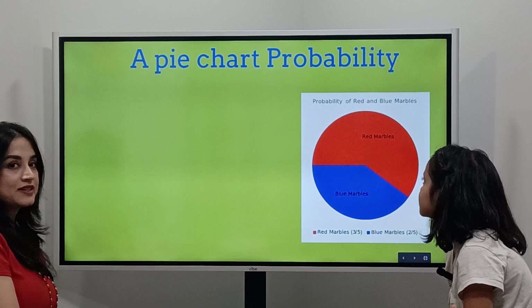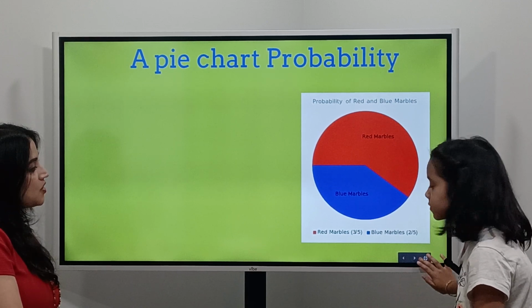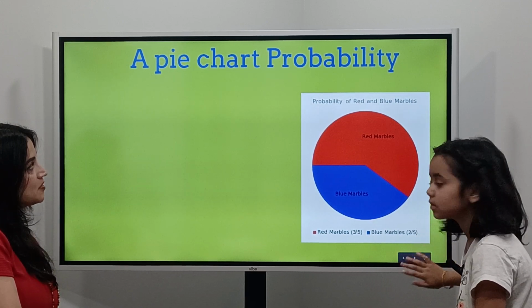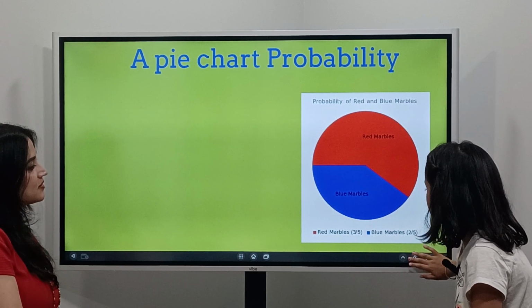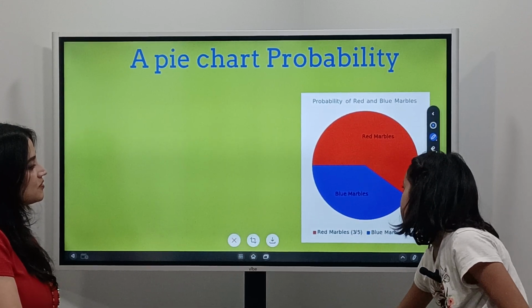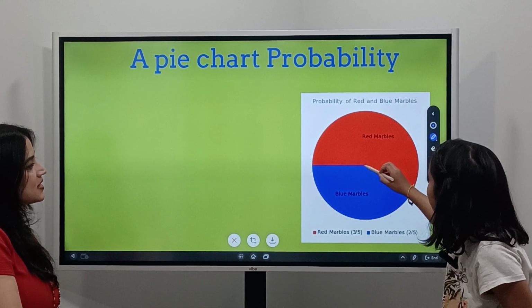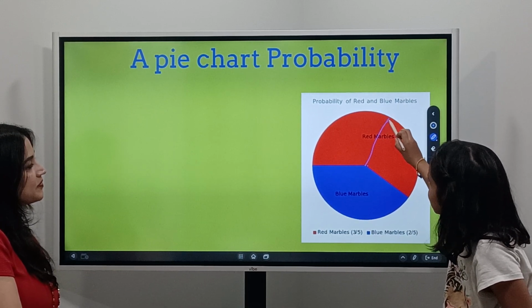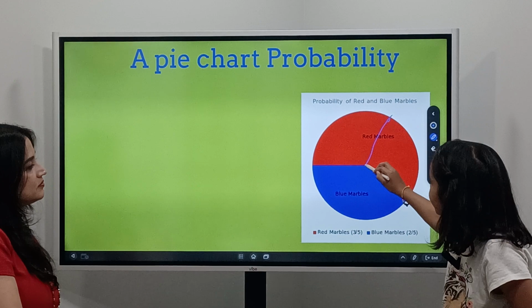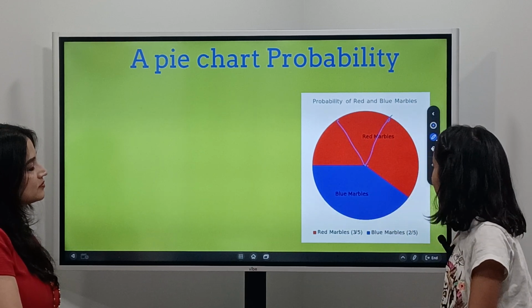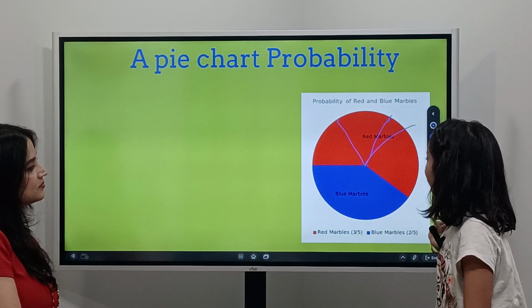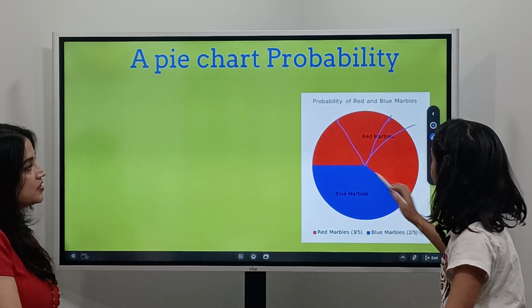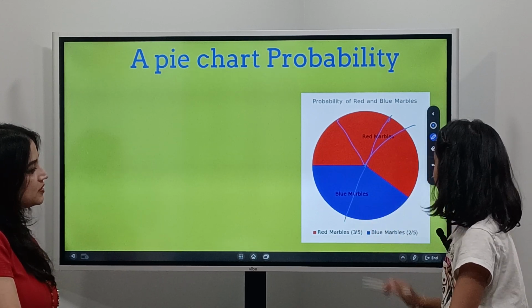Probability pie chart. How can we solve that problem in a pie chart? I'm going to make the lines like this. Look, so there are 3 red marbles, right? I'm going to make 3 red marbles. And then 2 blue marbles.